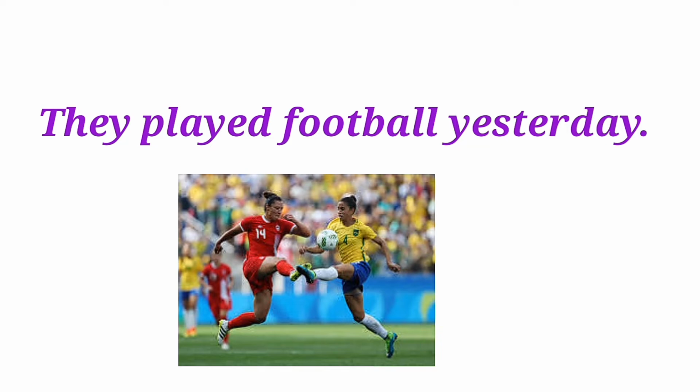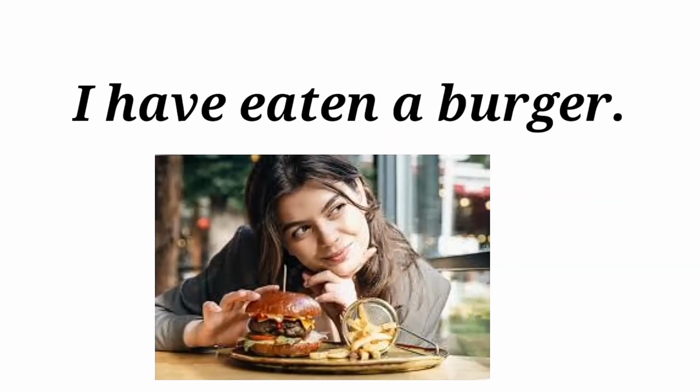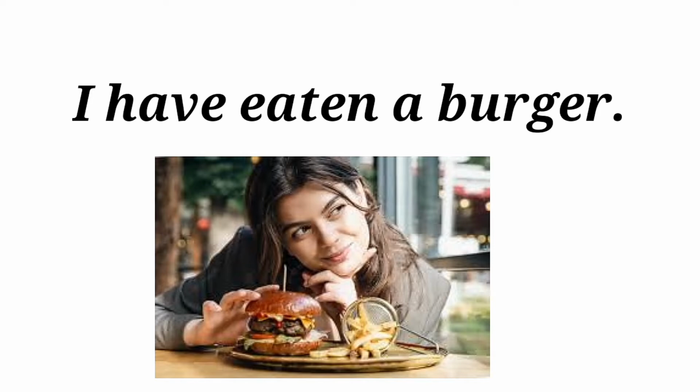So let's move to the next type of basic form of verb, that is past participle. It is a verb that refers to an action that was started and completed entirely in the past. It is the third principal part of a verb created by adding ed, d, or t to the base form of a regular verb. For example, I have eaten a burger, and in the given example, eaten is a verb and it has taken the form of en to the base form eat.